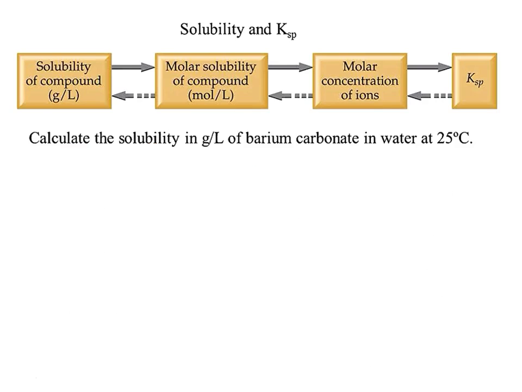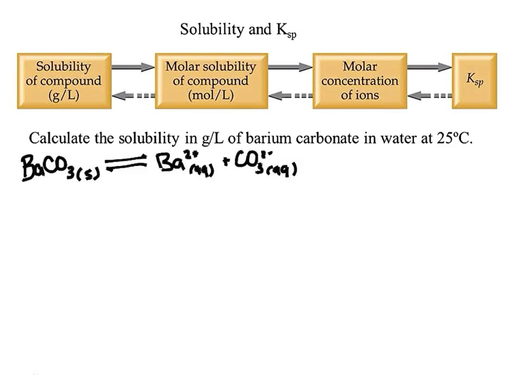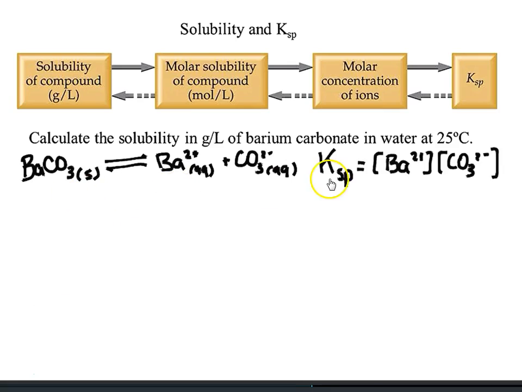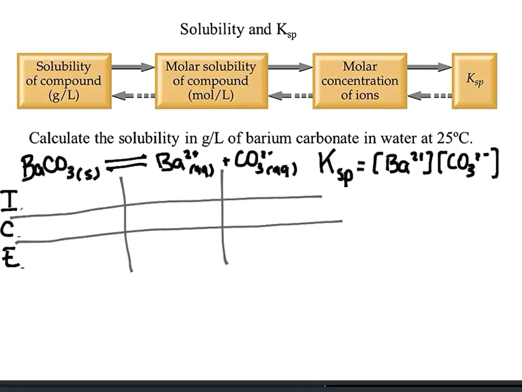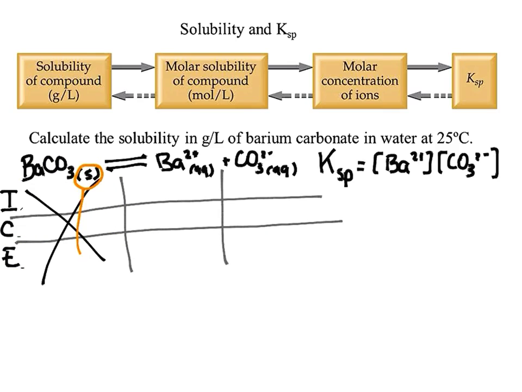Calculate the solubility in grams per liter of barium carbonate in water at 25 degrees. Now here we're going in the opposite direction. We're going to have to look up the Ksp for barium carbonate, and we're going to write the solubility equilibrium and the Ksp expression. It's really important that you guys can do this. We'll set up an ICE table. This left-hand column doesn't matter because the solid doesn't appear in the Ksp expression.